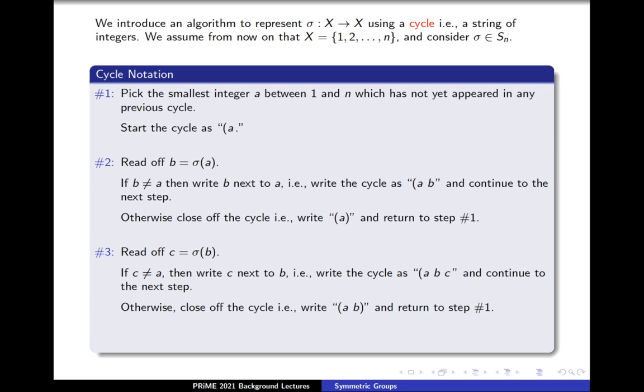Next, we'll read off c equals sigma of b. If c is different from a, then write c next to b, i.e. write the cycle parentheses a, b, c, and continue to the next step. Otherwise, close off the cycle, i.e. write parentheses a, b, end parentheses, and return to step number 1. Last, we will continue on in this fashion until we get all of the numbers 1 through n appearing in a cycle.